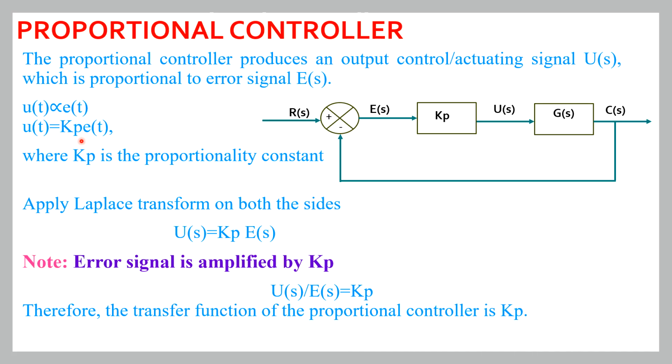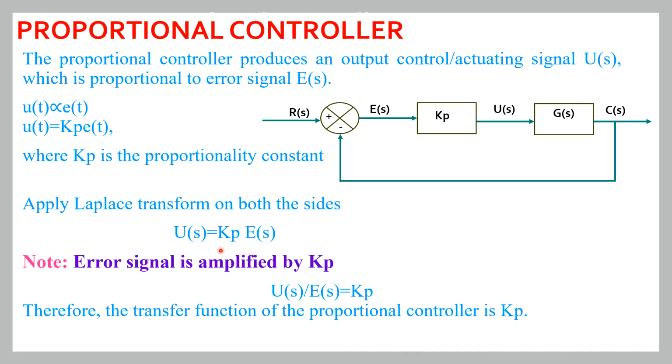By taking Laplace transform of the given function, we can write u of s is equal to Kp into e of s. Transfer function is nothing but Laplace transform of output by input with initial condition t is equal to 0. So when you write the equation output u of s divided by input e of s for the controller, the gain of the system is Kp. It means the Kp proportionality constant is nothing but the gain of proportional controller.